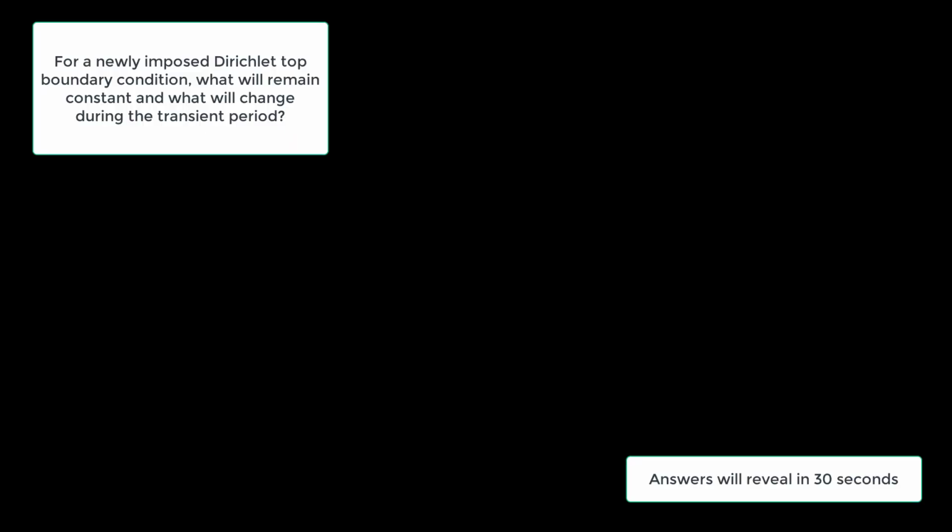The remainder of this video is set up as embedded quizzes, so again you can skip forward any time that you like. The question here is, if you impose a type 1 Dirichlet top boundary condition, what remains constant at that boundary and what changes during the transient period? The idea, of course, is that you can define one or the other condition at the boundary. Here we're defining the value of the hydraulic head, so the gradient in the hydraulic head must change with time.